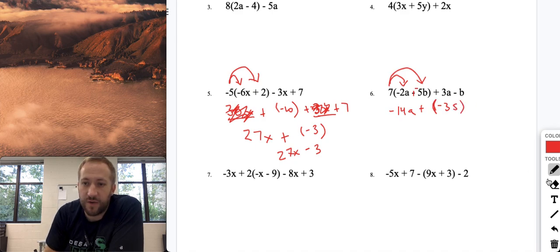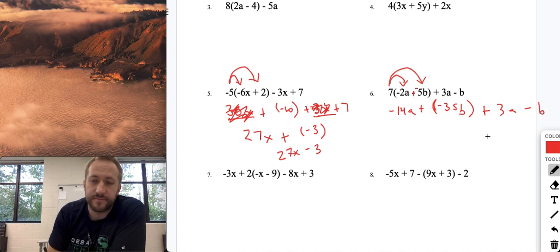Oh, wait, I didn't get that b in there. Hang on one second. Let me change that. Negative 35b, perfect. And then I'm going to bring down the rest of the stuff in that expression because I didn't get a chance to use it. Plus 3a minus b. Now I'm going to go combine like terms.